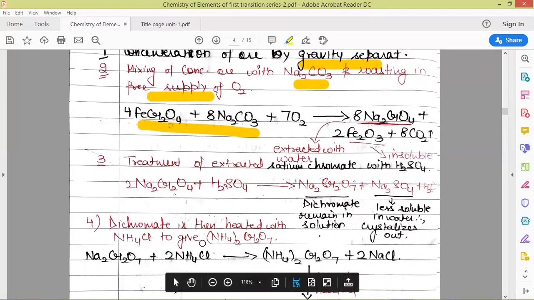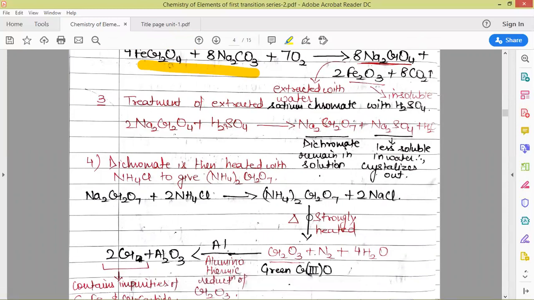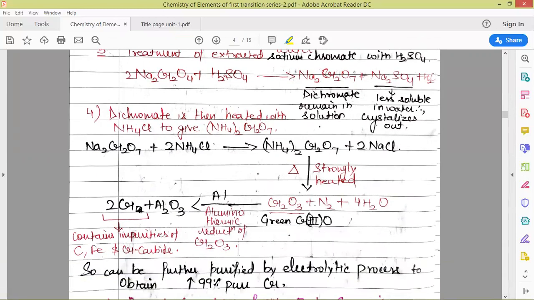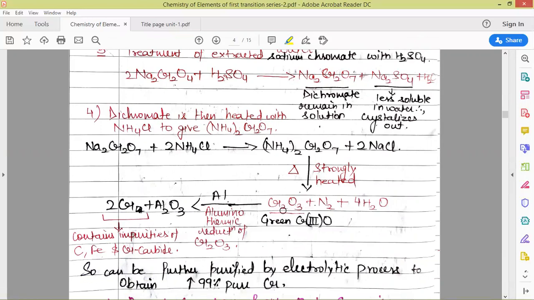This dichromate is further, in the next step, heated with ammonium chloride to give ammonium dichromate. This is ammonium dichromate, which is formed by the reaction of sodium dichromate and ammonium chloride. And when this ammonium dichromate is strongly heated, it leads to the formation of Cr2O3, where chromium is in plus 3 oxidation state, which is green in color. This is an oxide of chromium with chromium in plus 3 oxidation state, along with the formation of water.